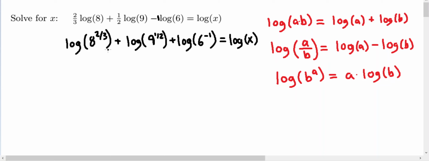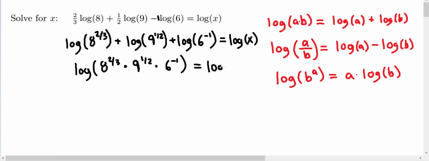Now the fact that this is a sum of logs on the left-hand side means we can employ this rule. So the sum of the logs is the log of the product of all of the arguments. So it'll be 8 to the 2/3 times 9 to the 1/2 times 6 to the minus 1 equals log of x.